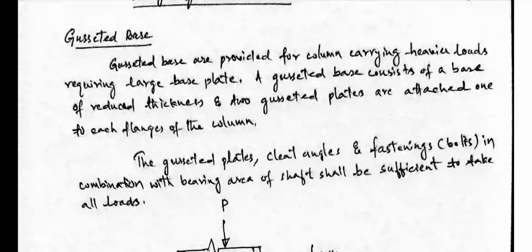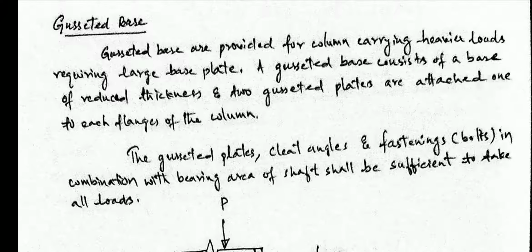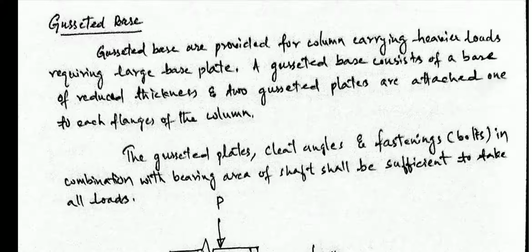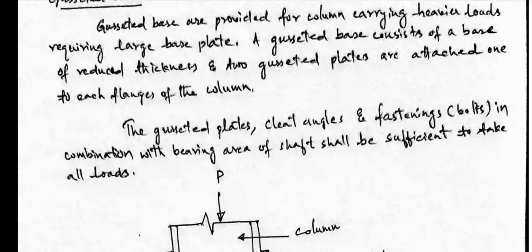In the design of a slab base, the columns carry lightweight loads, not heavy loads. That is the main difference: the gusseted base is designed only for heavy loads. We provide a gusseted base for carrying heavy loads, while slab bases carry lightweight loads. A gusseted base consists of a base of reduced thickness and two gusset plates attached one to each flange of the column.